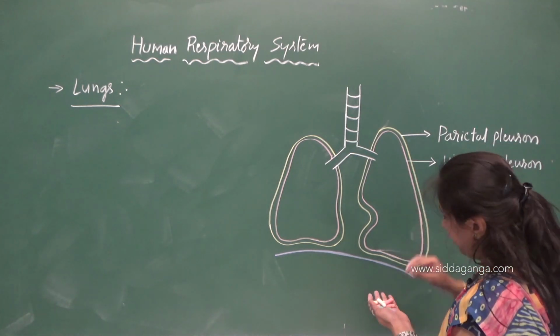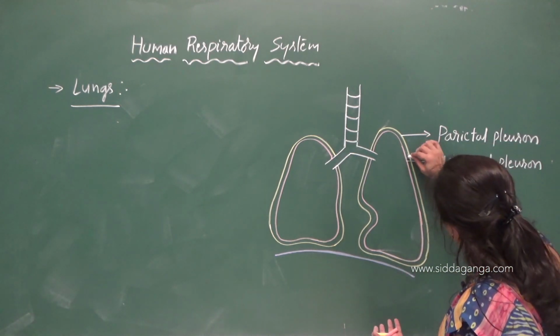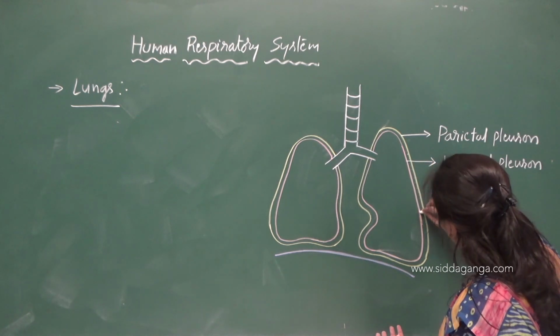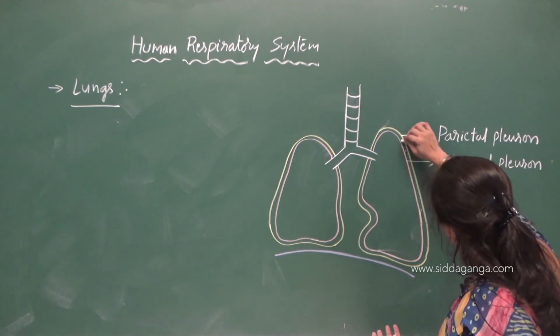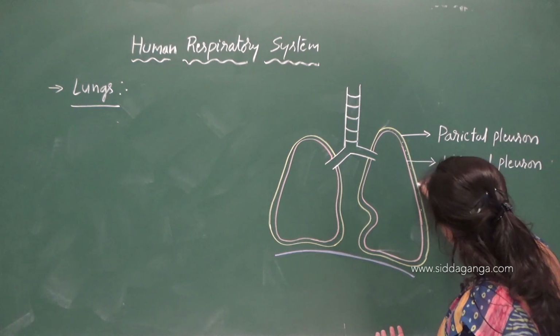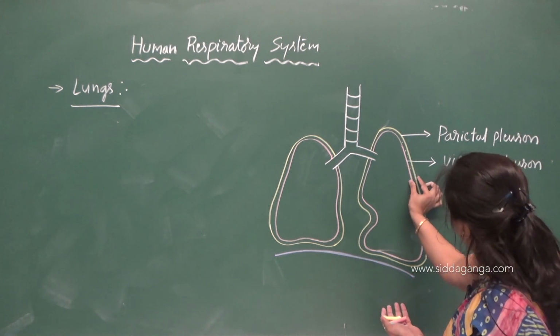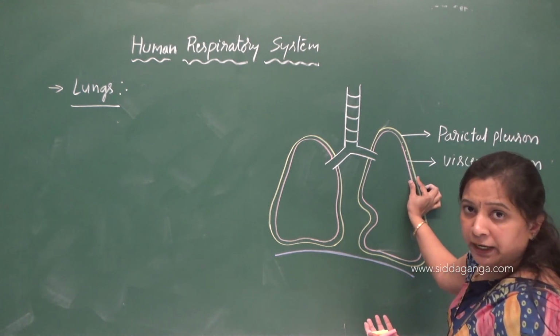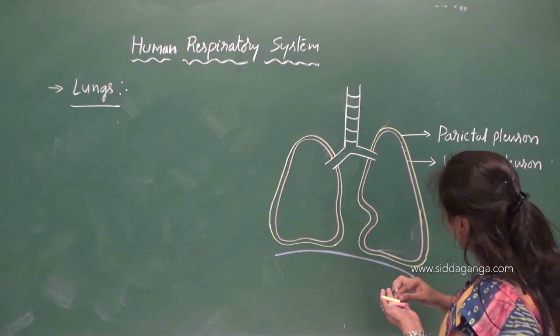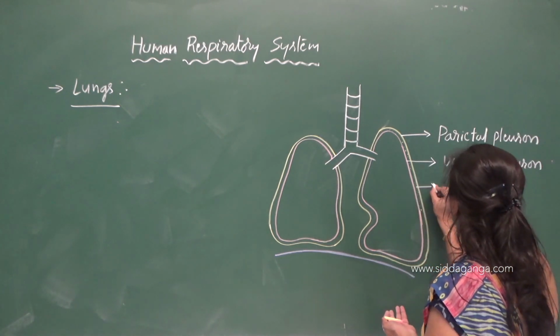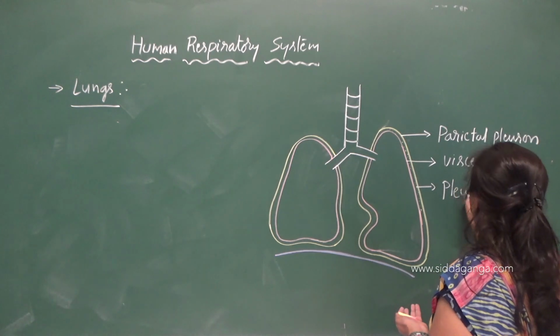In between the two membranes, some narrow space is present. So in between the two membranes there is a narrow space. What is this space called? So this space is called pleural cavity.